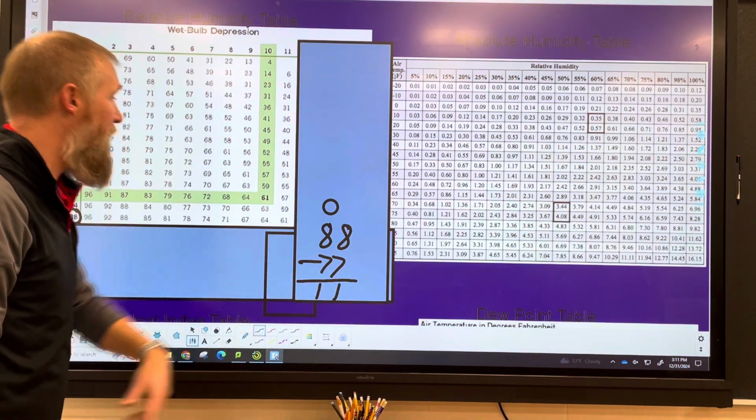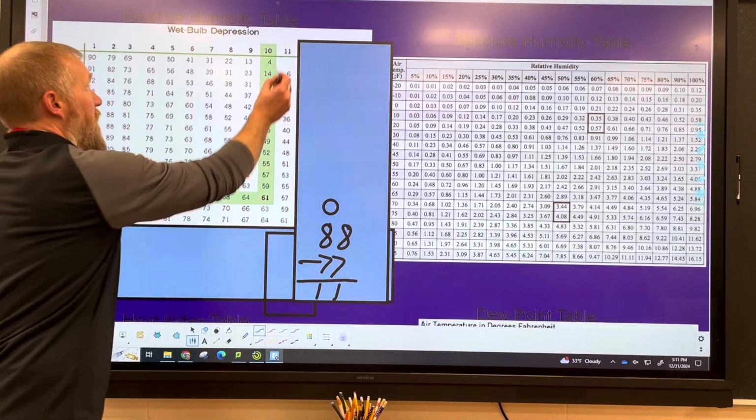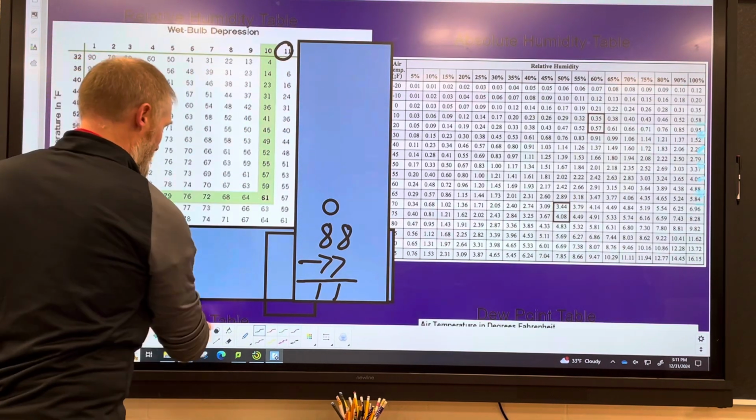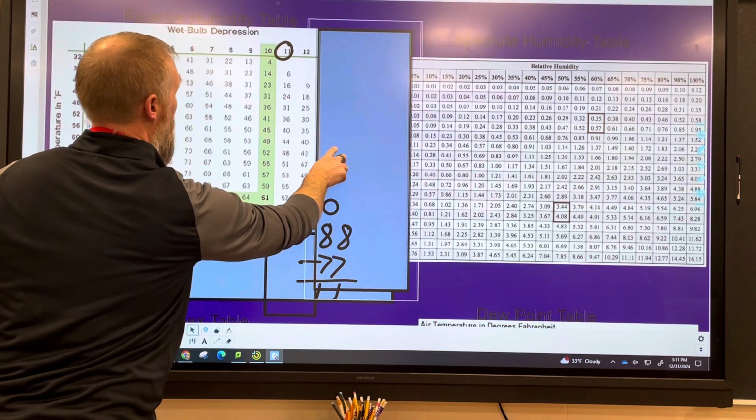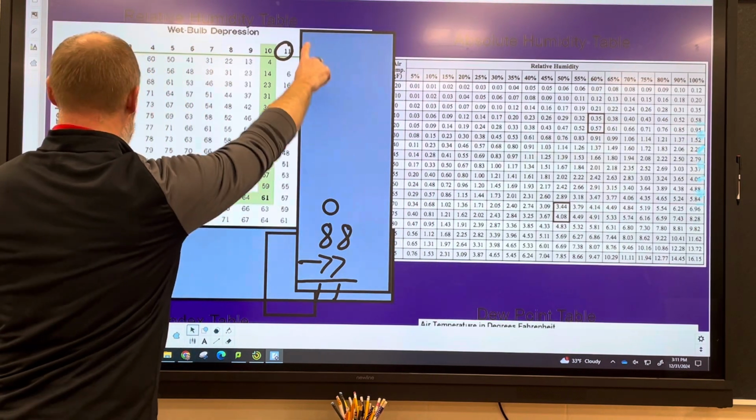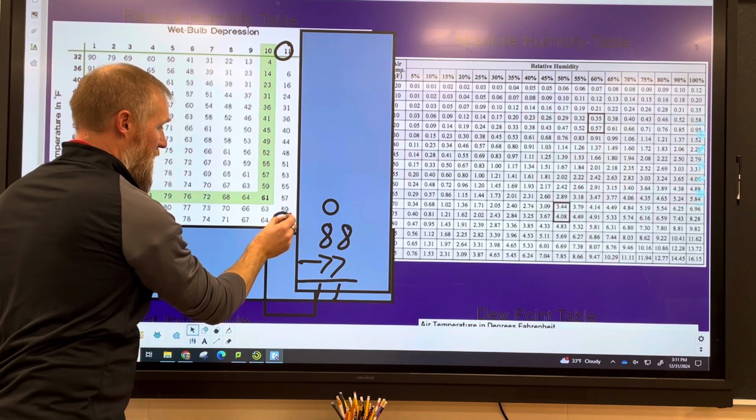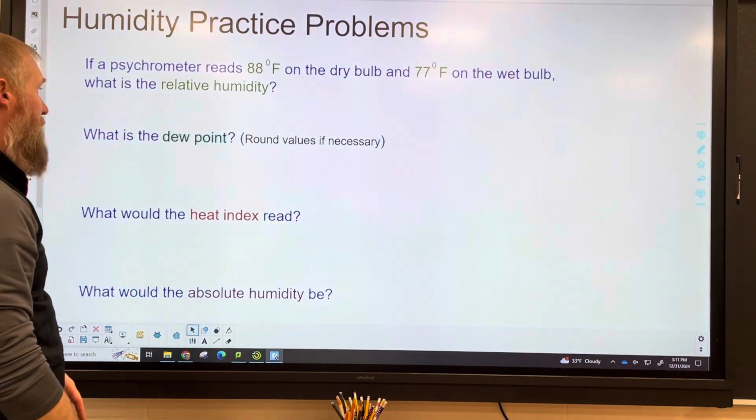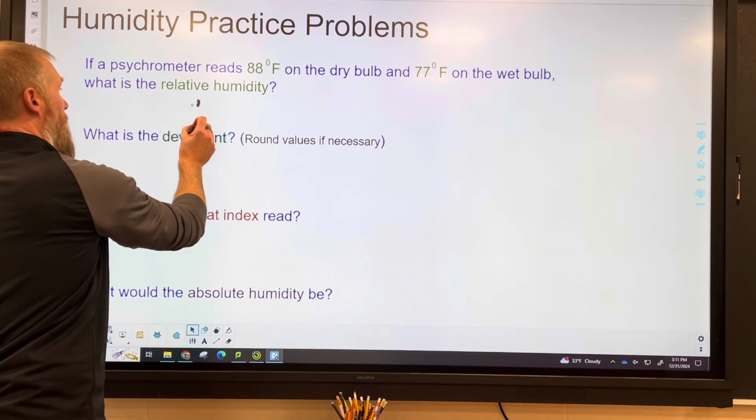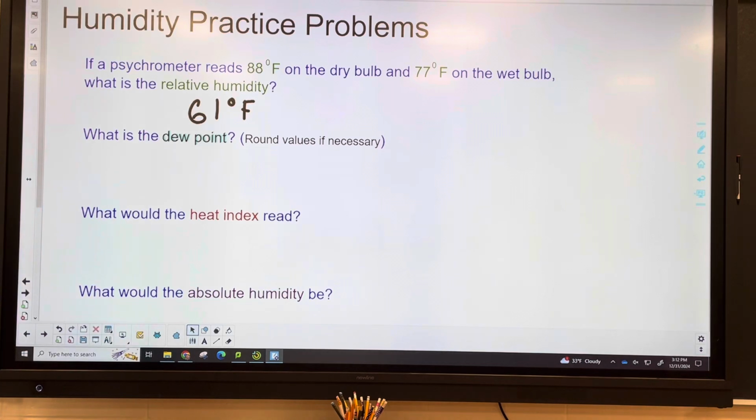So 11 is what we call our wet bulb depression, the amount of change. And here's our 11. I just happened to leave this card here, but if my second card wasn't there, I can take my card and go like this, and then take my fingers and make my way to where they intersect. And the number would be 61. So going back to my first problem, what is the relative humidity? I would say 61 percent.